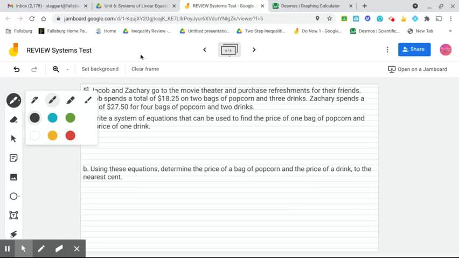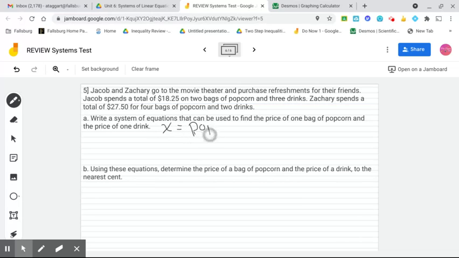So first thing, we know we're going to have X, we know we're going to have Y. So I'm going to just automatically say that X represents popcorn, and Y represents a drink. Doesn't matter if you put vice versa, if you put X as the drink or Y as popcorn, it doesn't matter. But you should identify which one is going with which.